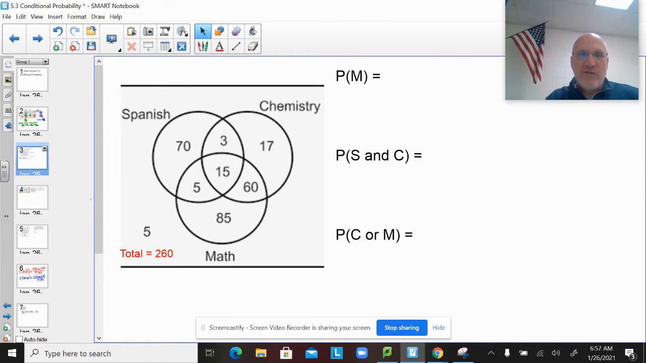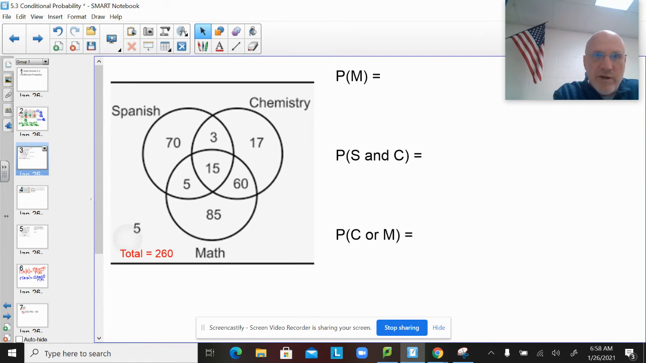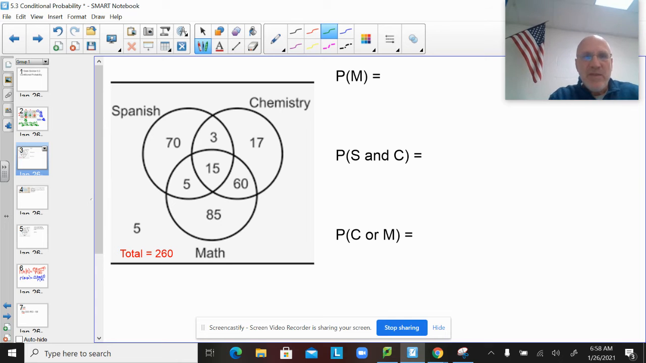So I've got a Venn diagram. These are college majors. I've got some people who are chemistry majors, Spanish majors, math majors, and then some have a couple of majors, some have all three majors. And then down here in red, we do need the grand total. So I added up all the numbers. The total here is 260. And don't lose that five. There must be five people so far that have none of those three things as a major.